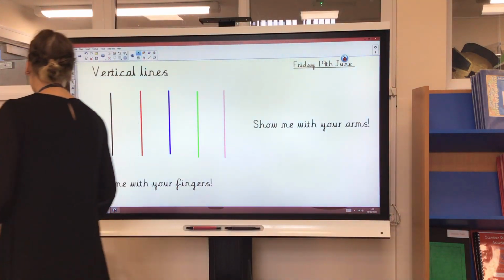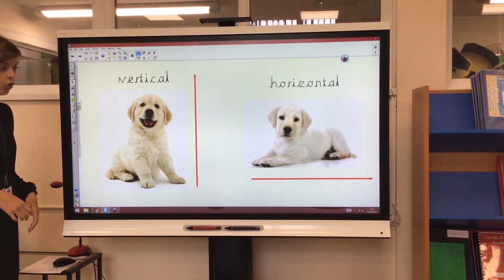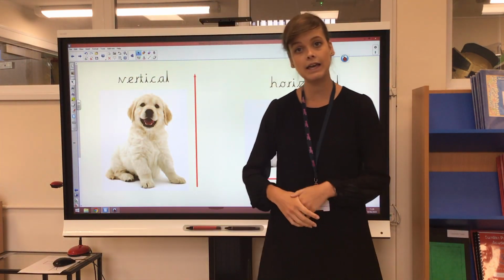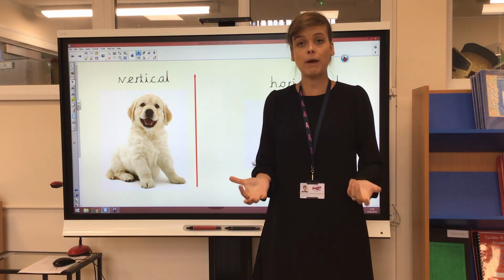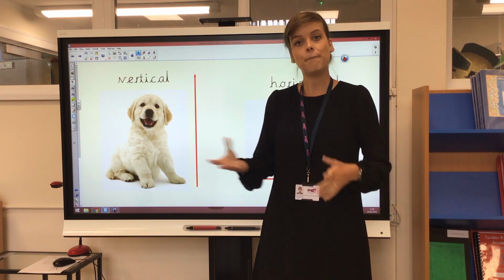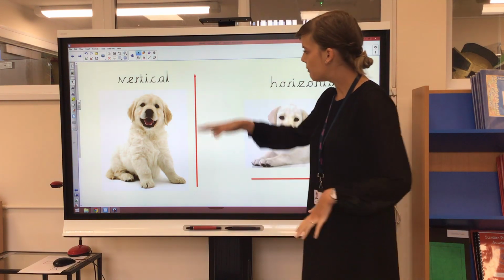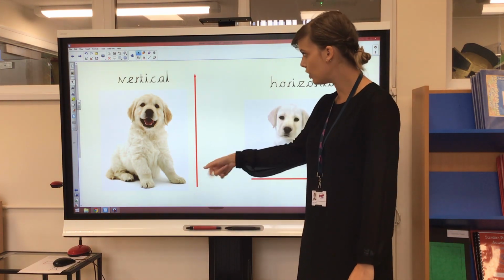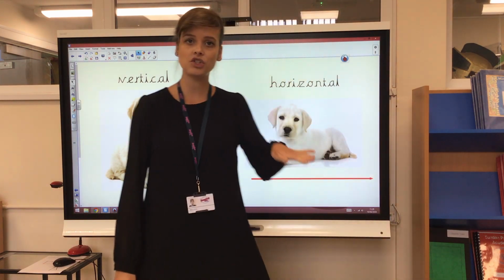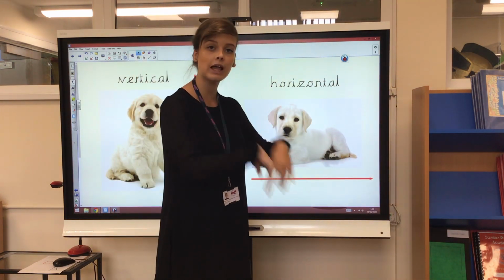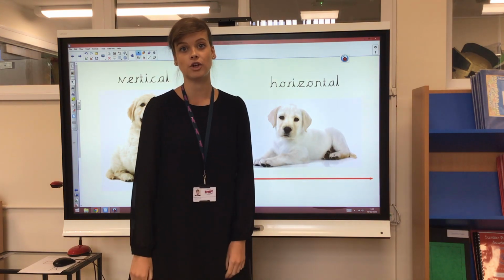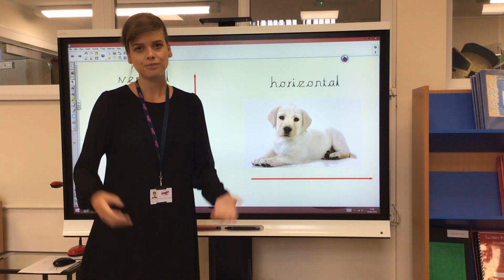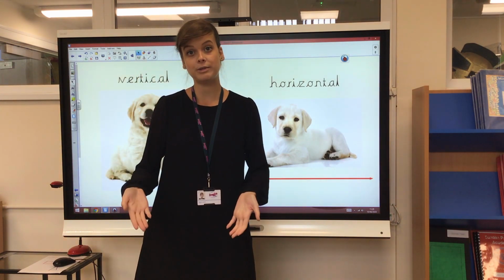Now, let's remind ourselves of a way that we can remember that, or you might want to think about the way you thought of yesterday to remember your types of lines. But if you like, remember that if a puppy is sitting up or standing up and that line is going up and down, it is a vertical line. Or if that line is going straight across like a puppy lying down, then it's a horizontal line. But we don't have to worry about that one just yet. Let's get on to what we're going to be doing today.